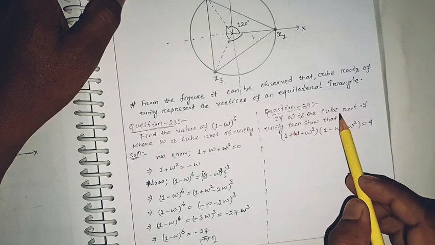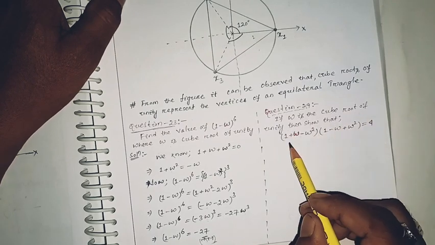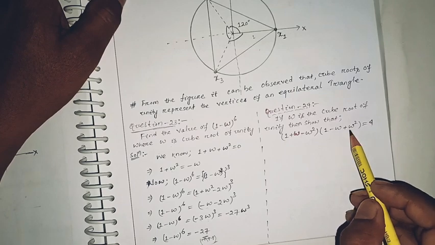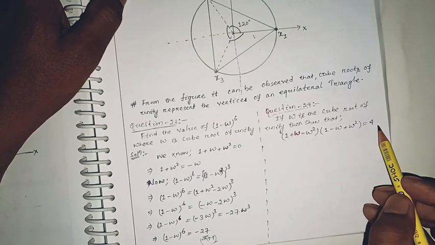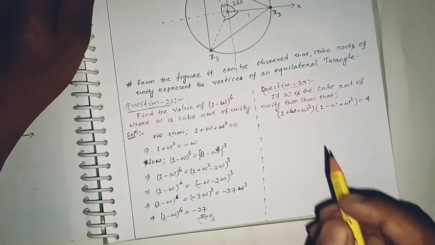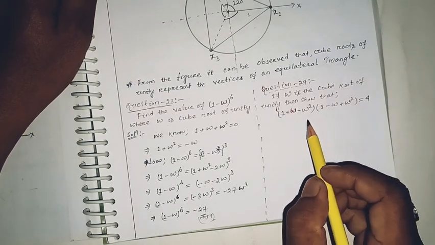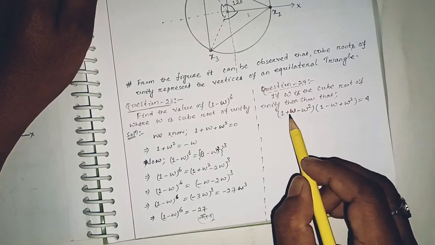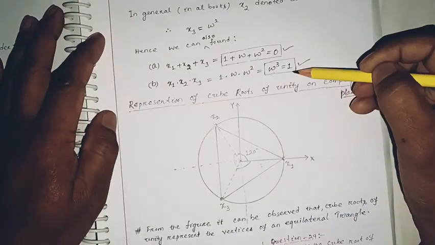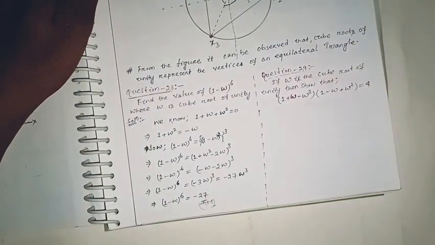Now the second question is question number 24. If omega is the cube root of unity, then show that 1 plus omega minus omega square, whole into 1 minus omega plus omega square, equals 4. I left this question for you and you have to do it by yourself. I'm going to give you some hints for this one. It's simple. You just multiply this one with this one and use these two expressions. You can easily find the answer will be equal to 4.